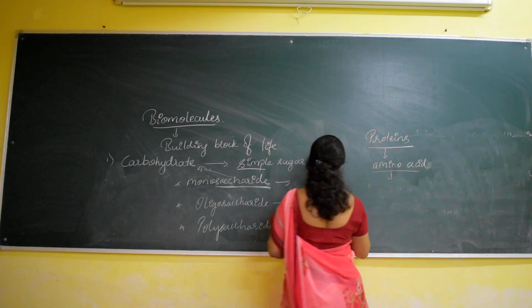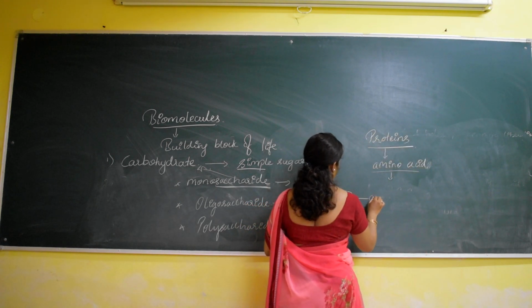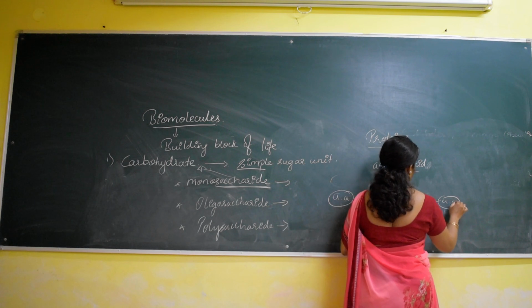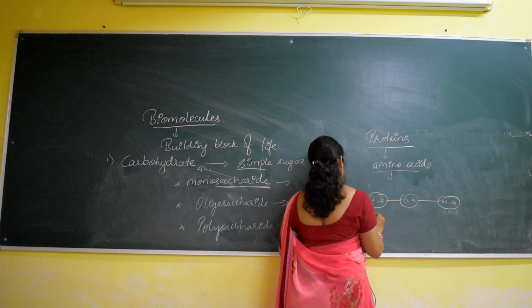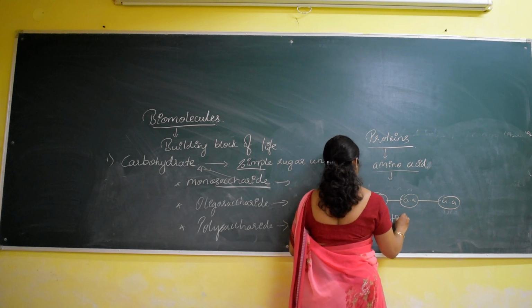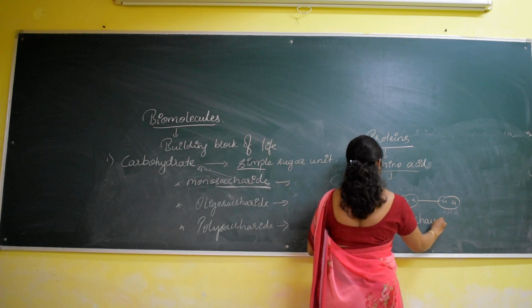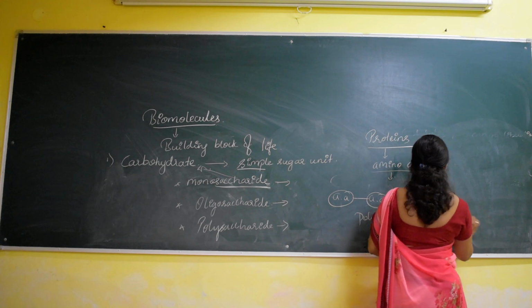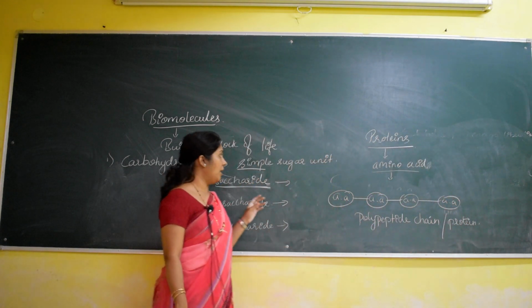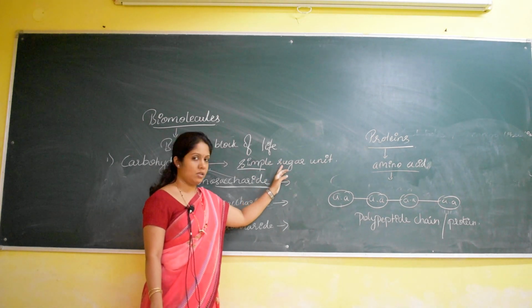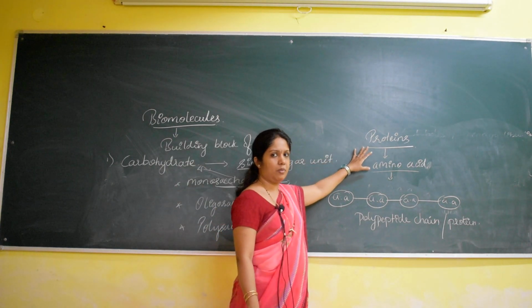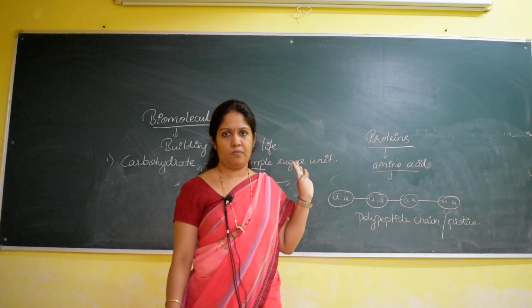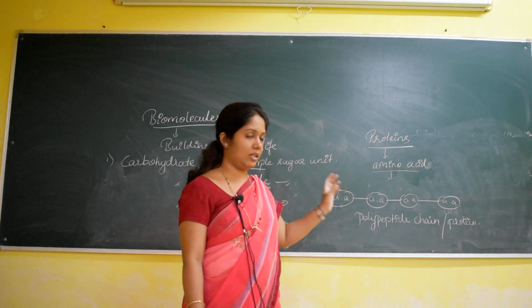Now the very important thing: a number of amino acids are linked to one another to form a polypeptide chain, which is also called a protein. As I said earlier, carbohydrate is made up of simple sugar units, whereas protein is made up of amino acids. Wherever the word amino acid comes, you should immediately remember proteins. A group of amino acids is nothing but a protein.